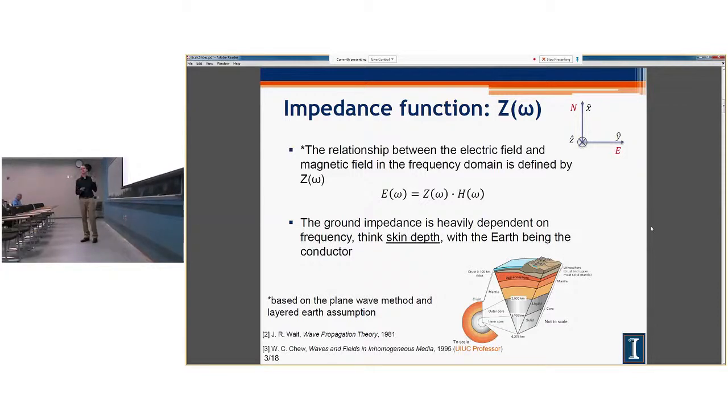So the first part of this presentation is going to cover how to actually build this Z function so we can incorporate it into our electric field algorithm at the end. So like I was saying before, the Earth is made up of these different layers.